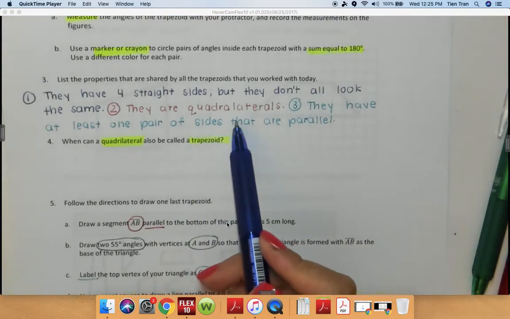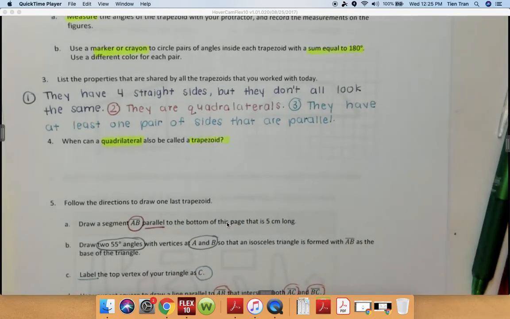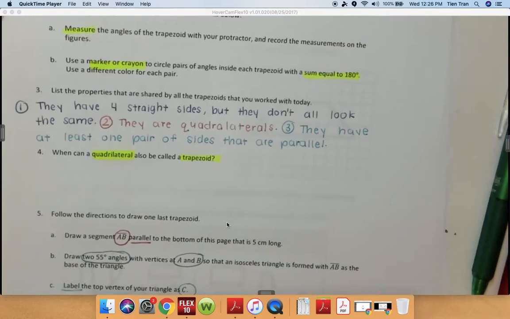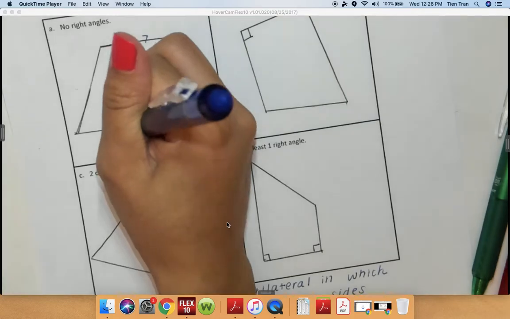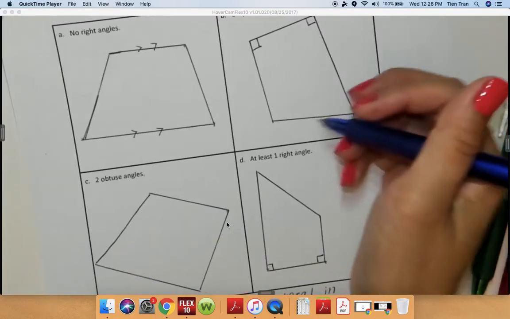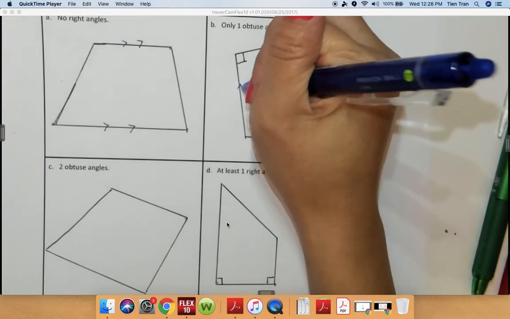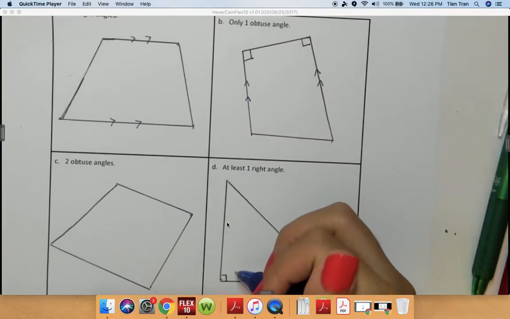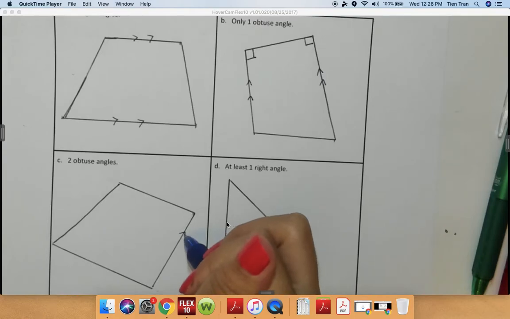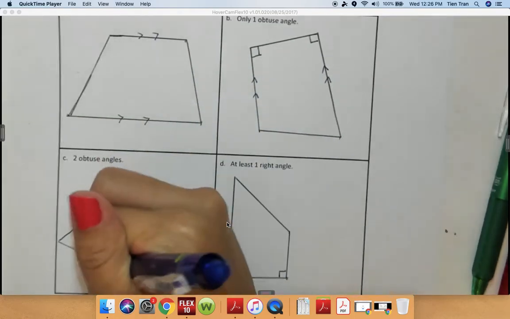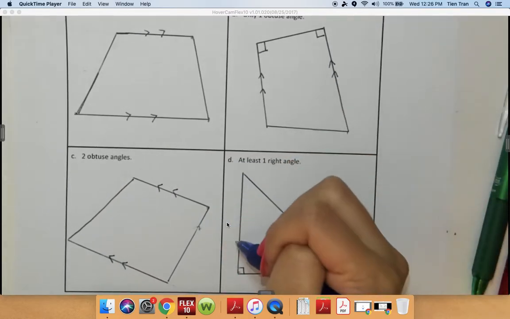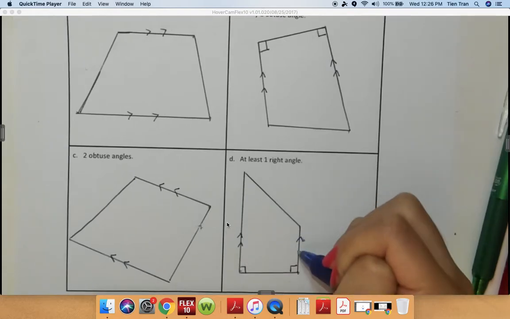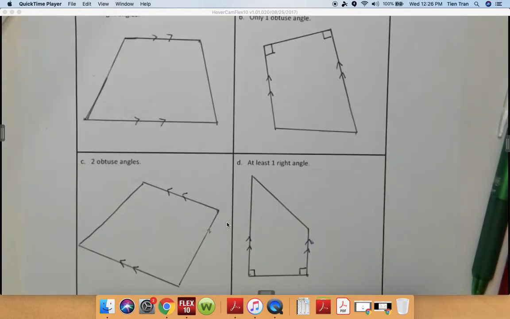Number 2, they are quadrilaterals. Quadrilaterals all have 4 sides, right? Number 3, they have at least one pair of sides that are parallel. So if you notice, they have parallel lines. You have 2 right here. Those are parallel lines. And then you have another pair over here. Those are parallel lines. And you also have parallel lines right here. Oh, not that one, this one. So these are all considered parallel lines. And then you have parallel lines right here as well. The little arrows demonstrate that they are parallel.